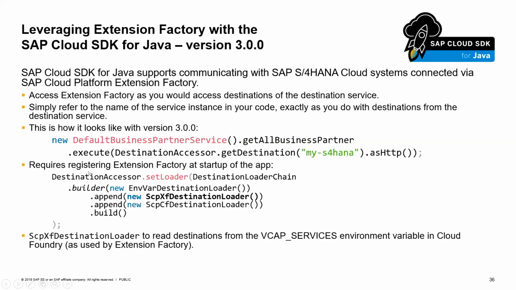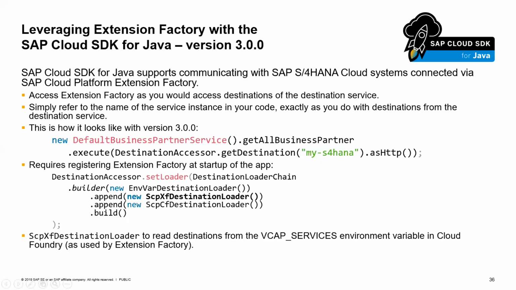The only thing that this requires is that you register Extension Factory at the startup of the application, where you have to specify that you want to include Extension Factory in the list of places where the application should look for destinations. If you just want Extension Factory, you can also simplify this. This code snippet here assumes that you still want to continue to also access the environment variable for loading destinations, for example, locally, and that you still want to have access to the destination service on SAP Cloud Platform. If you don't want to do this, you can even simplify this and just refer to the Cloud Platform Extension Factory destination loader that you see here.